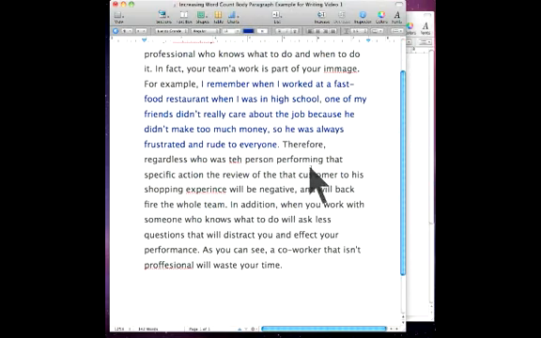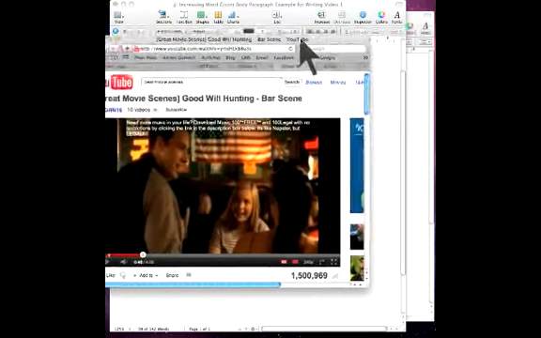Therefore, regardless who was the person performing that specific action, the review of that customer to a shopping experience will be negative and will backfire on the whole team. Now, this I can change into like a 300-word story, because all you're going to do is talk about a customer who came in. So let me go ahead and give the background. So remember, it's just a story through time, right?